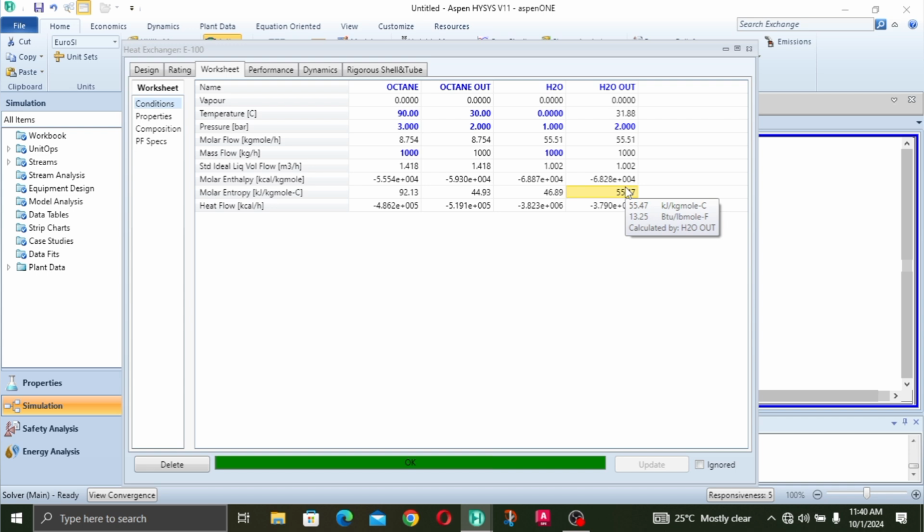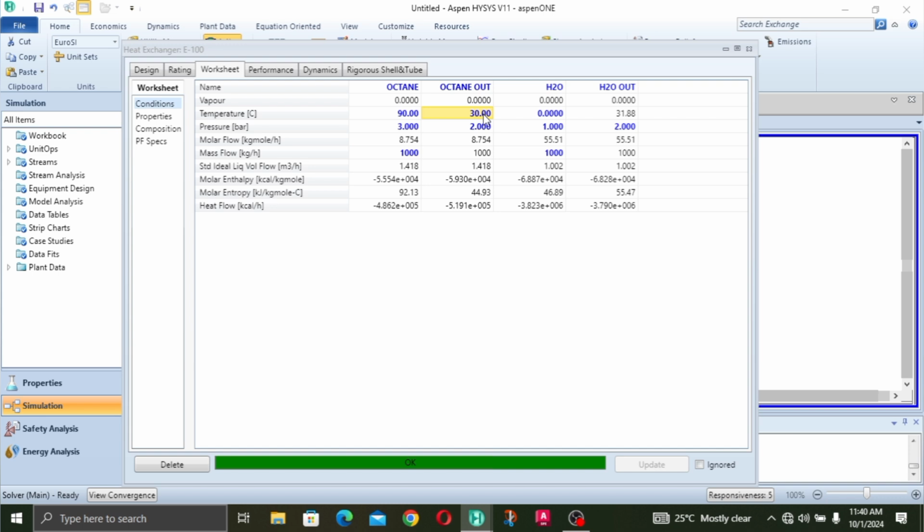31.88 Celsius. It's coming out slightly hotter than the outlet of the hot stream, which is octane out. But the difference between 30 and 31.88 is 1.88 Celsius. And ASPEN HYSYS is not able to recognize that as something severe for a temperature cross. So it's able to overlook that error and allow us to operate. But it's not desirable inside your shell and tube heat exchanger.